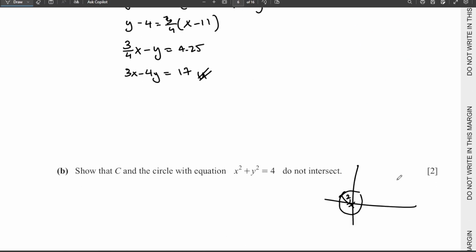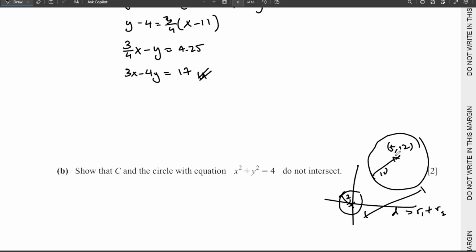It would be at somewhere 5, 12. Somewhere here, radius of 10. Okay, 5, 12. So how to show they don't intersect? We need to show that the distance between the two centers is greater than r1 plus r2. The two radii added together must be smaller than the distance. Otherwise, if the two radii are bigger, then they will definitely touch.